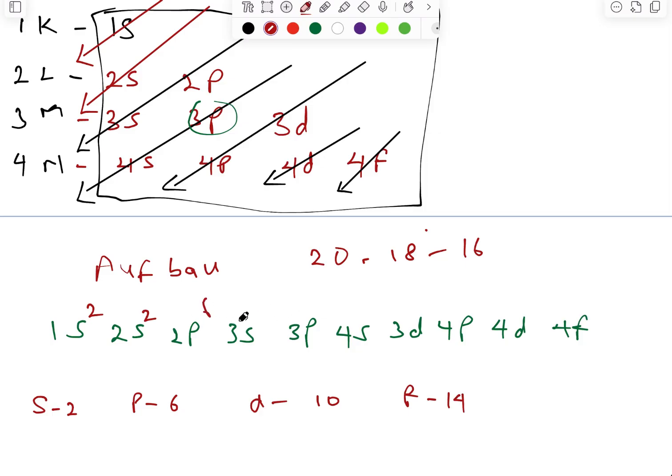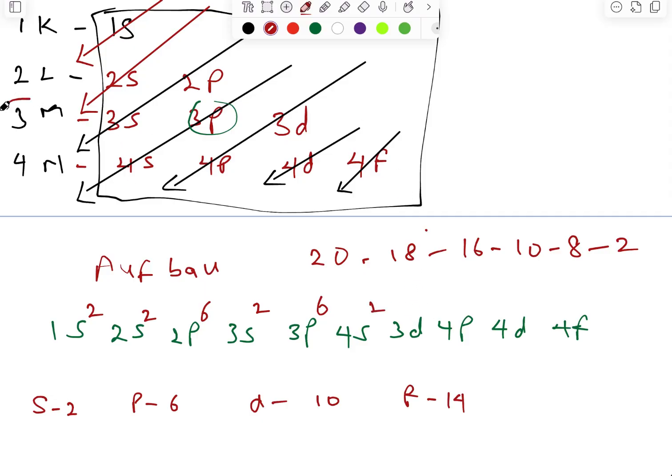So what do we have left? We have 10 left. And out of 10, this is another S. S can only take 2, so this will take 2. Then we have 8 left. P can take 6. So if you put a 6 here, what will be left is 2. So 4S will take what? We take 2. So let's go back to this.